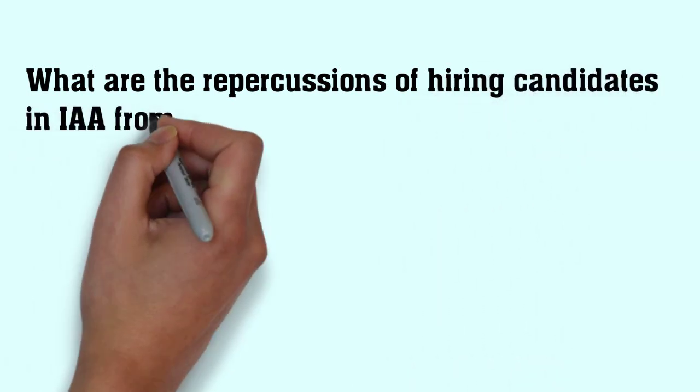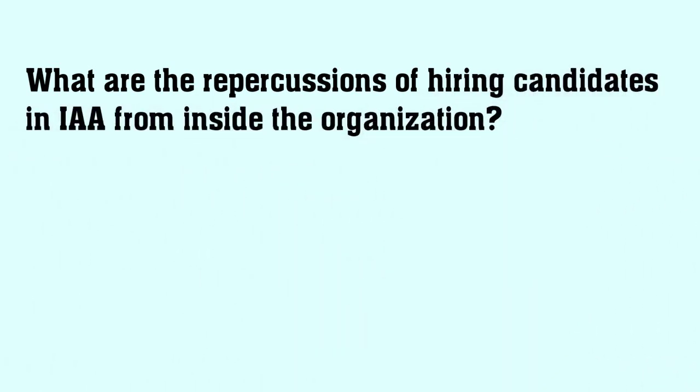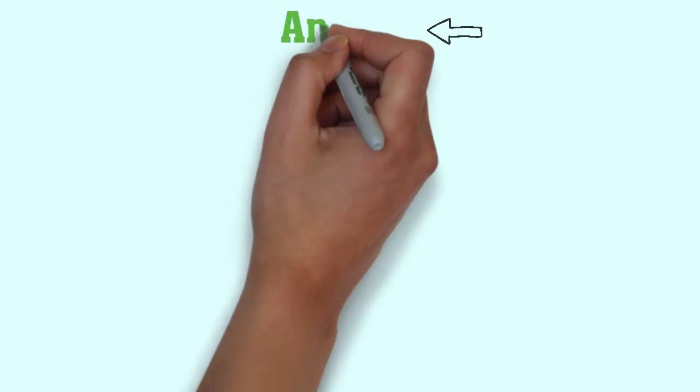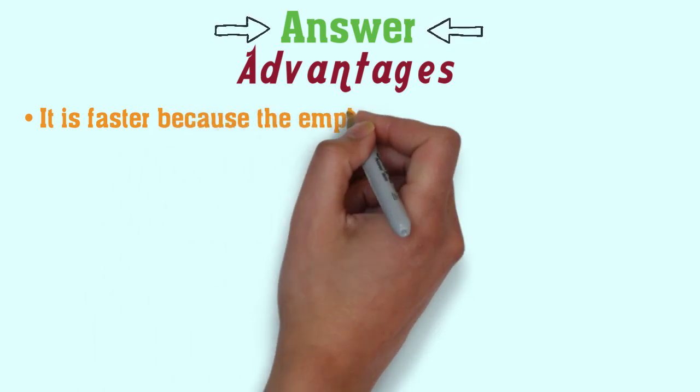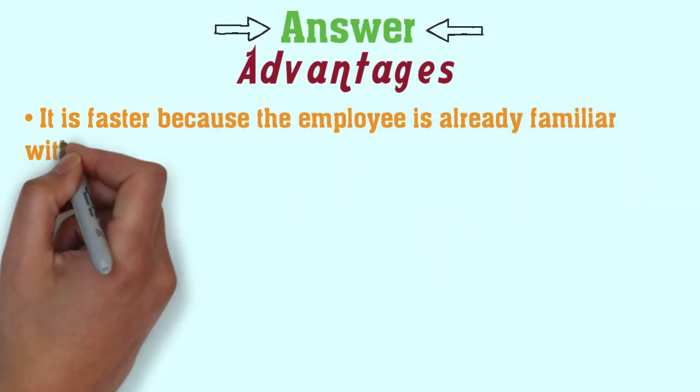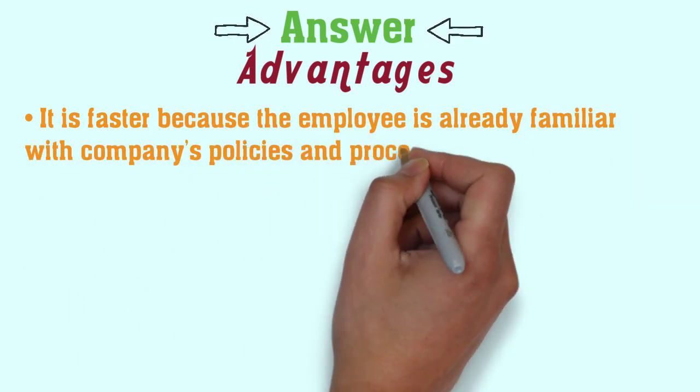What are the repercussions of hiring candidates in internal audit activity from inside the organization? Hiring from inside the organization has advantages. It is faster because the employee is already familiar with the company's policies and the procedures.